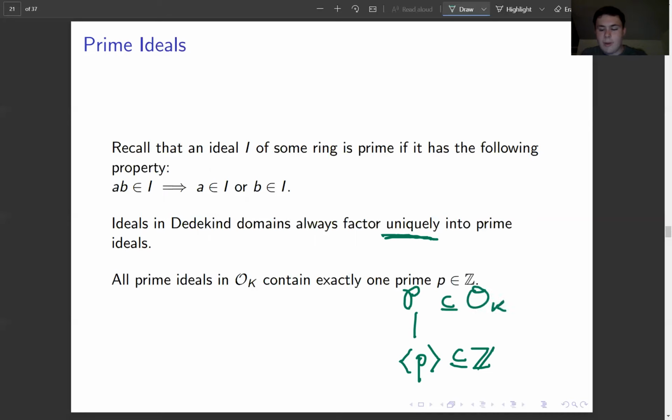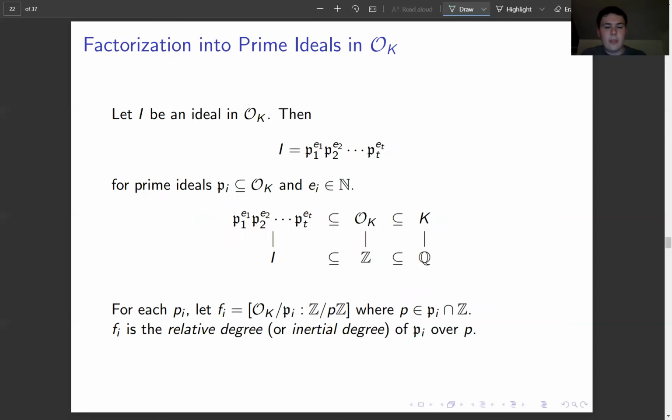So now let's think more about this factorization idea. We can get that the ideal I factors as a product of prime ideals, and they're going to be raised to some powers, some of which might be 1. This is really the picture you should be thinking about here, which is that I lies underneath all of these primes here, these prime ideals.